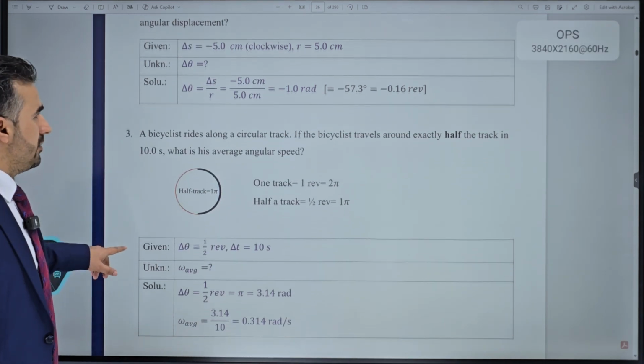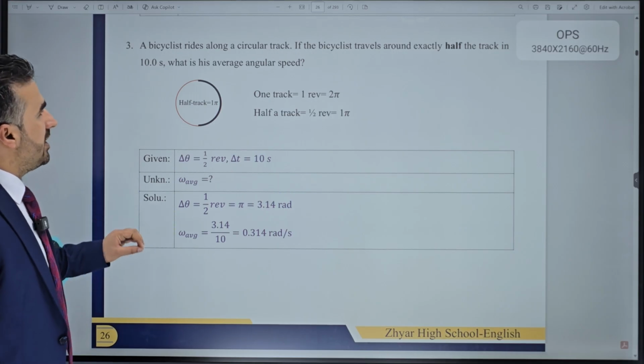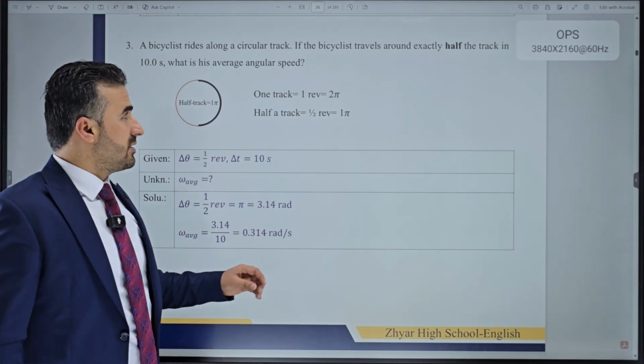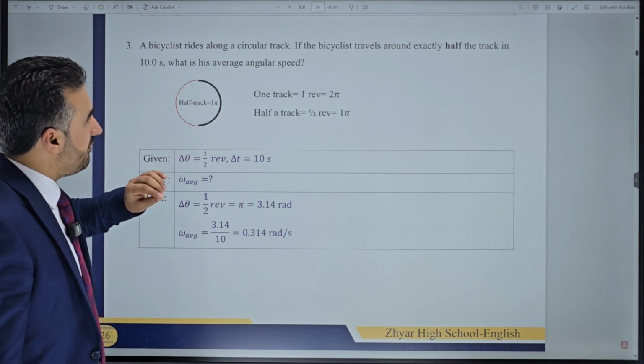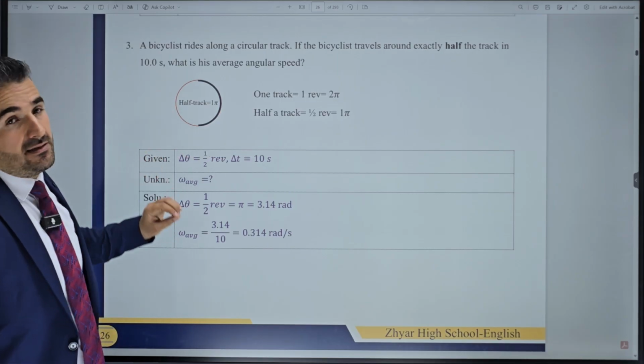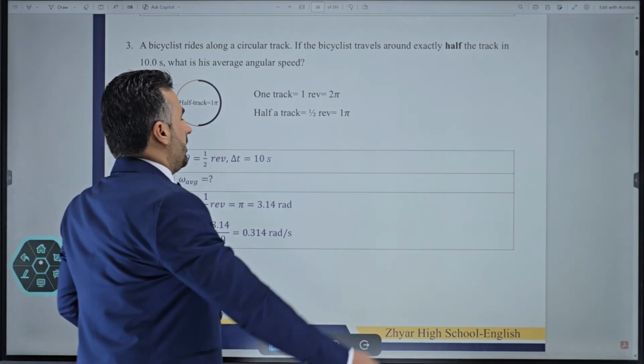Now here's this question, which is also very interesting. It says a bicyclist rides along a circular track. I think we've solved a question like this. If the bicyclist traveled around exactly half the track in 10 seconds, what is the average angular speed?